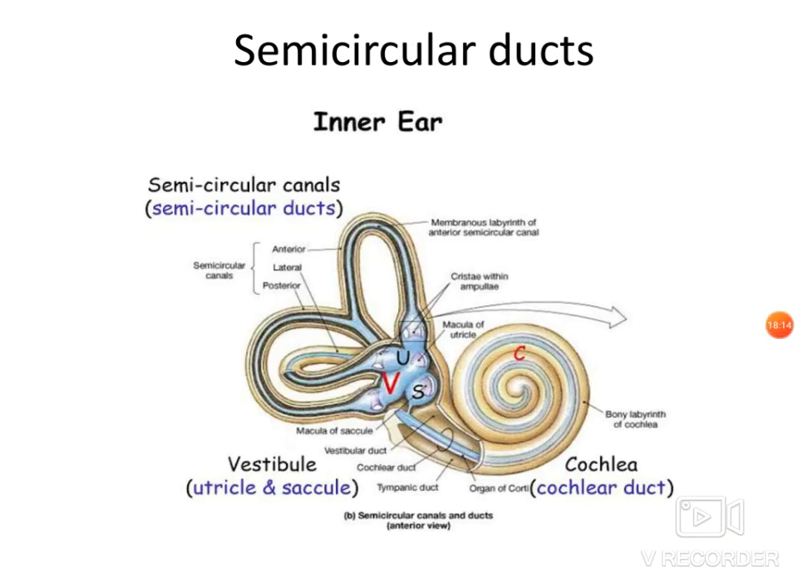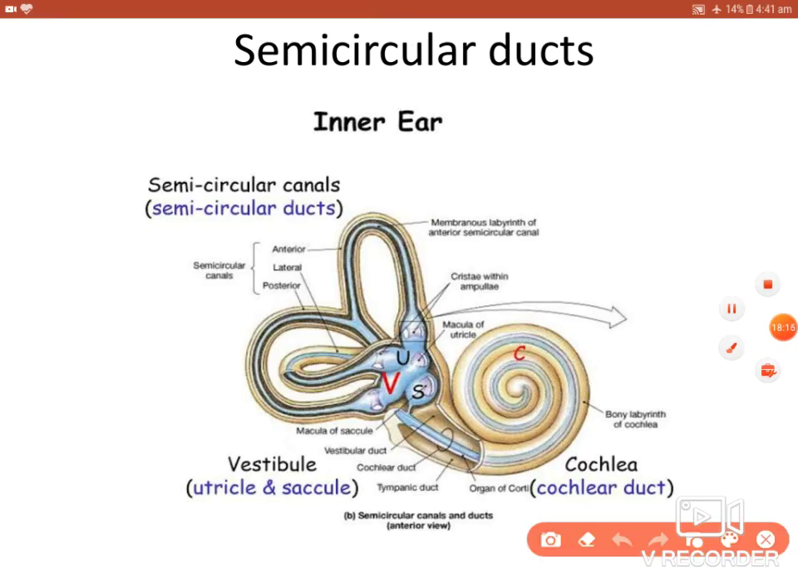Then in the interior of the semicircular canals, you can see the membranous part. These are called the semicircular ducts. This is the anterior semicircular duct, this is the posterior semicircular duct, and here you can see the lateral semicircular duct.